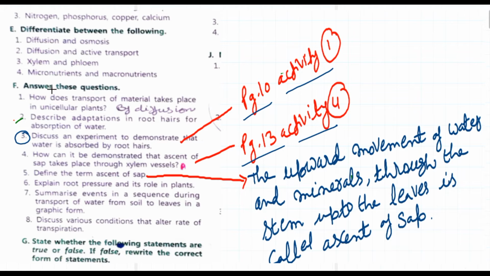Now we will move on to the next. Define the term ascent of sap. It is explained here. The upward movement of water and minerals through the stem of the plants up to the leaves is called ascent of sap. This is the definition of ascent of sap, right? Next we will move on to the next page.